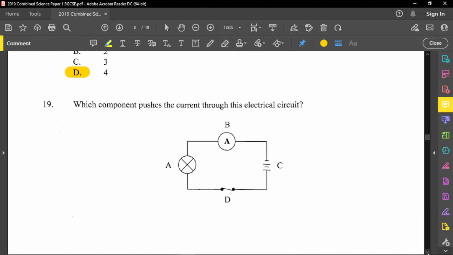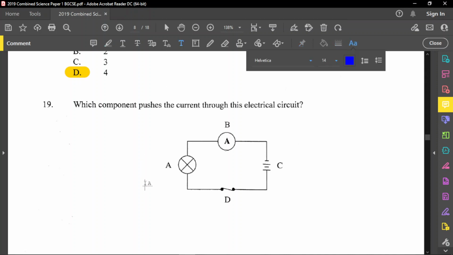All right, so 19 now. We said which component pushes the current through this electrical circuit. And so what pushes it is what actually supplies it. And here we have A is a bulb or a load. I could actually label that for you real quick. So A is what they call a bulb or load. Okay, so it's a bulb or the load.